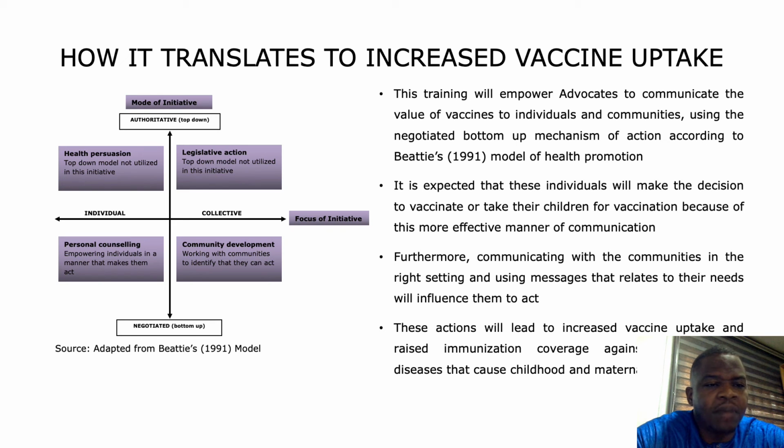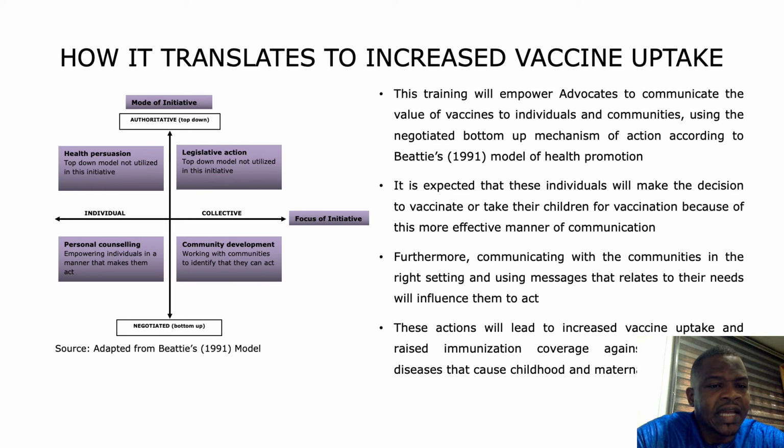So you are going to empower people in a manner that makes them act, right? We are not going to use health persuasion. We're not going to use legislative action here, right? We are going to use more of personal counseling. That's talking to them, sensitizing in language that they understand, in a manner they understand, trying to use various means, and then talking about things that matter to them, and not just about health, things about the economy, education, growth, and about their children's development.